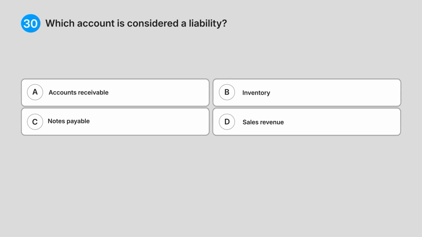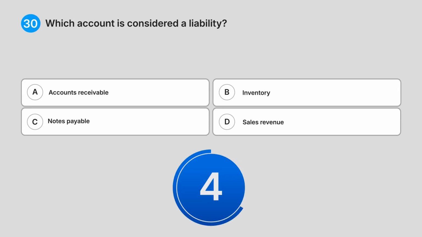30. Which account is considered a liability? A. Accounts receivable. B. Inventory. C. Notes payable. D. Sales revenue. What do you think is the answer?